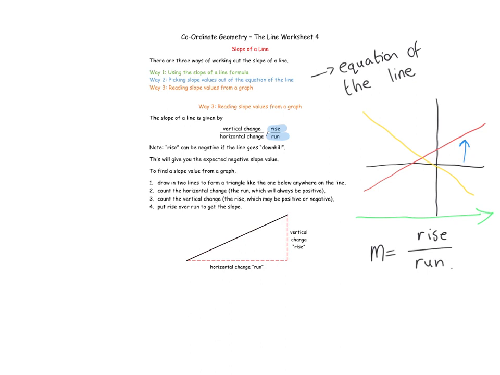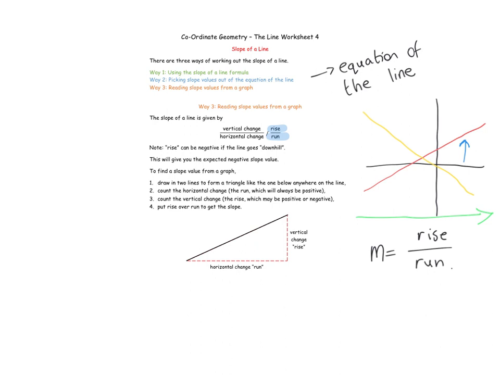So to find the slope value from a graph, there are a few steps. The first thing we do is draw in two lines to form a triangle like the one below anywhere on the line. We're going to go through an example of this, so it will make much more sense then. The second thing you do is count the horizontal change, which is the run. The run is always going to be positive because we always read from left to right. Then we count the vertical change, which is the rise, which may be positive or negative, so it may go up or it may go down. Then the final thing you do to get the slope is put the rise over the run.